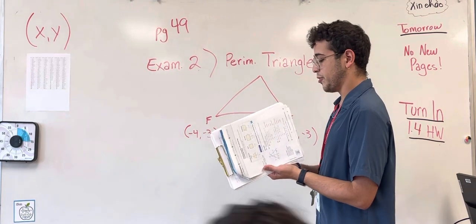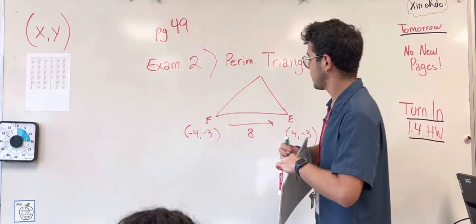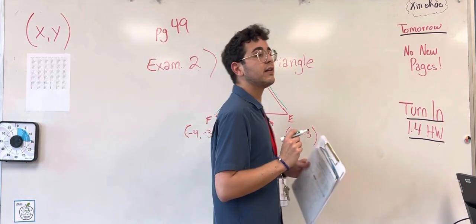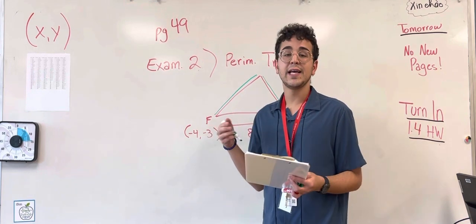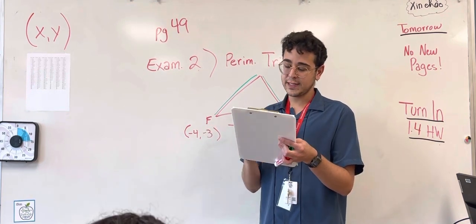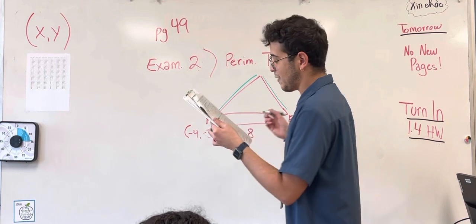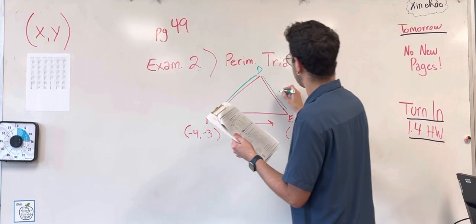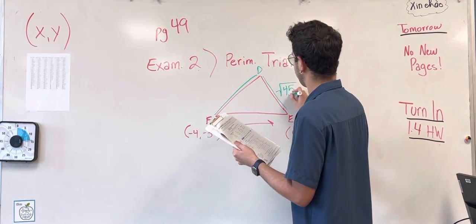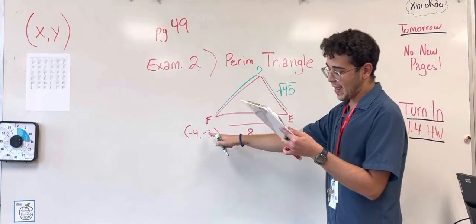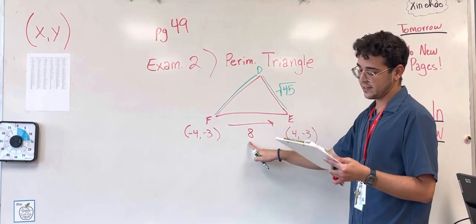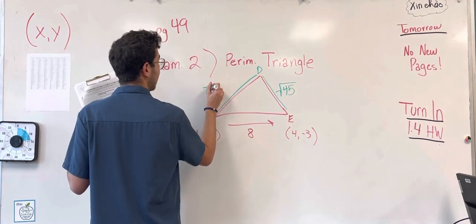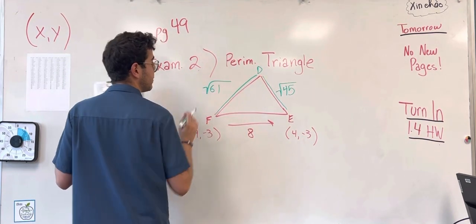We can count left to right, we can count up and down. But when we're doing the perimeter and we see a diagonal line, such as this line right here and this line right here, we cannot count it simply. We have to use the distance formula. So if you look at step 2 on page 49, you'll see that for length DE, they used the distance formula and the answer was the square root of 45. For EF, they counted and they found the answer was 8. And for FD, they used the distance formula again and got the square root of 61.